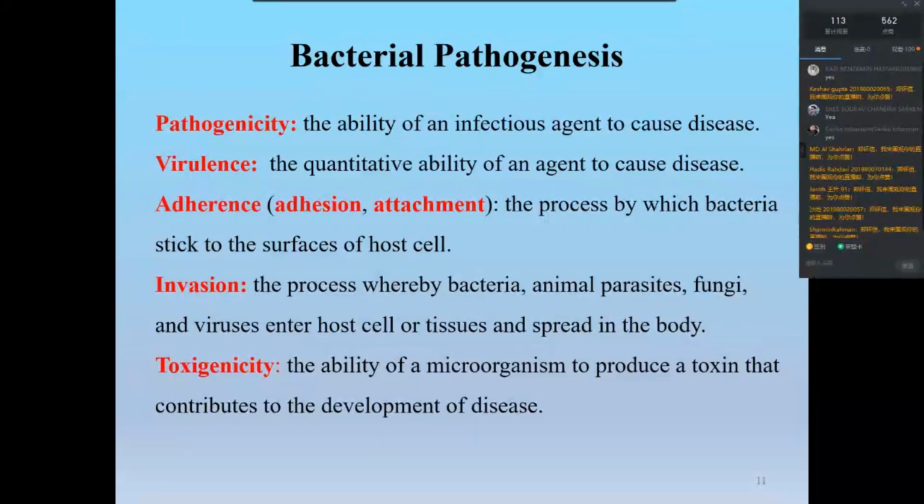Another term we need to keep in mind is toxigenicity. This is related to toxin. The first part, toxi-, means toxin. It is the ability of a microorganism to produce a toxin that contributes to the development of disease. Some bacteria can produce toxin, and those toxins are involved in the development of disease. So this we call toxigenicity.